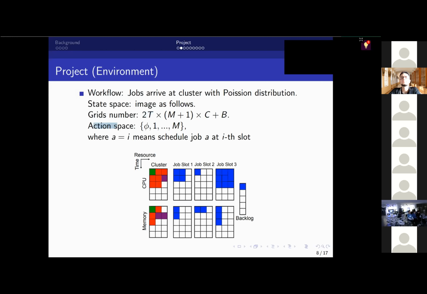And here is the action space for each agent, where A equal to i means schedule. Oh, sorry, this is wrong. It's not job, A is action. A schedules the job at slot i. And here phi means the empty action. If A equals phi, it means we do not schedule any further job. Then the agent does nothing.